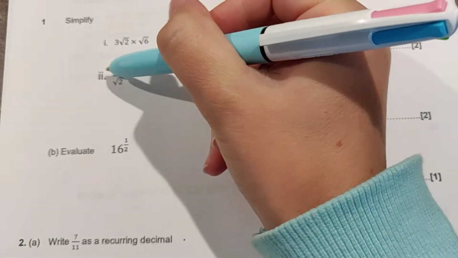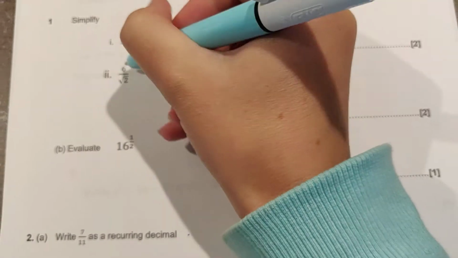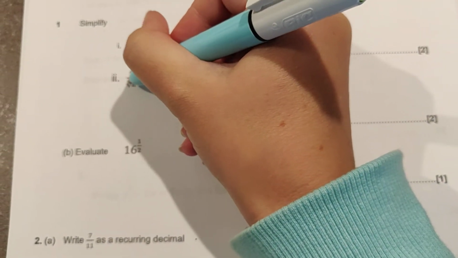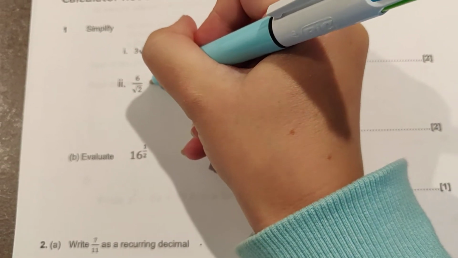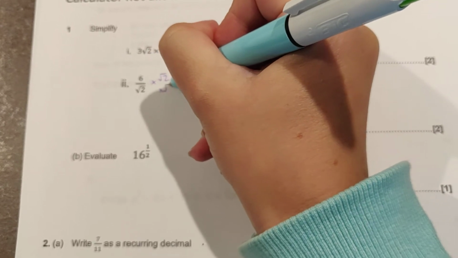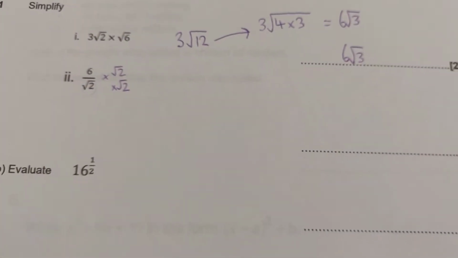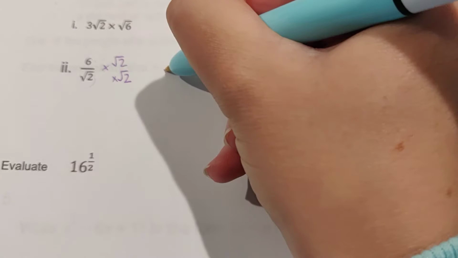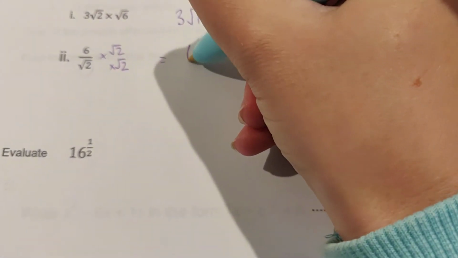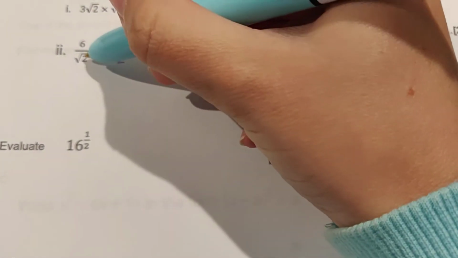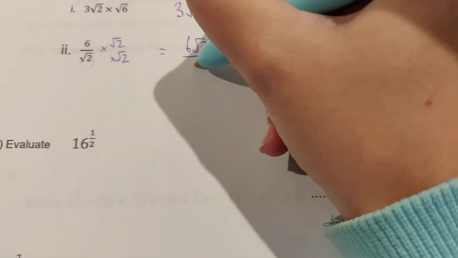The next one is rationalising the denominator. So it's where you times the top and the bottom by the square root that's underneath. So it would be times the top by root 2 and also times the bottom by root 2 as well. So the top bit, 6 times root 2 is 6 root 2. And root 2 times root 2 is just 2.